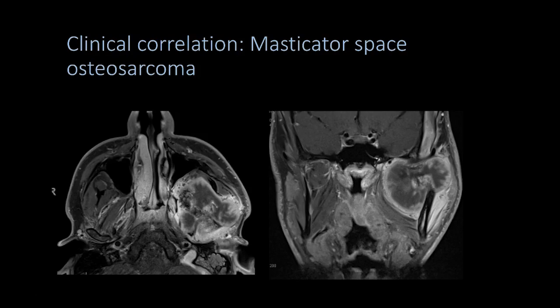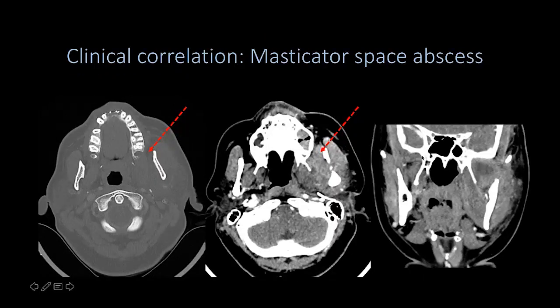So this is a patient who has this large osteosarcoma arising from the mandibular ramus and condyle, and you can see it's sort of filling up that masticator space. We have some displacement of the pterygoid muscles. It looks like it's probably replaced the lateral pterygoid muscle, and we have infiltration or edema of this masseter muscle and the temporalis muscle as well.